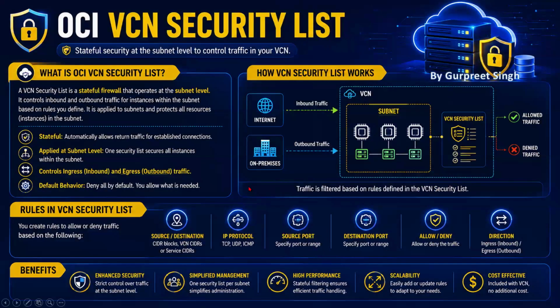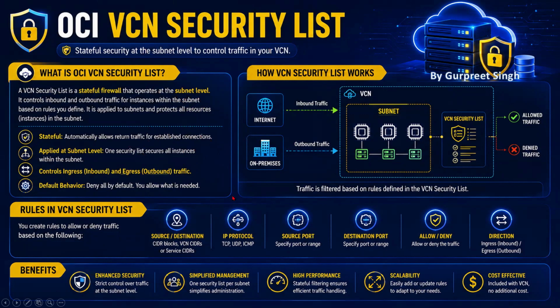So now let's understand what an Oracle Cloud Infrastructure VCN security list is. A security list is where we will be putting the security rules, and it operates at the subnet level. So for a given subnet, you can define the security rules in a security list. In that, you can add the rules. So you can define your own rules.